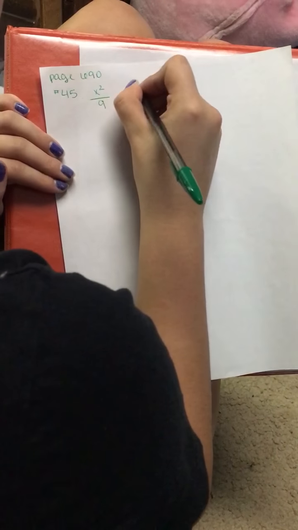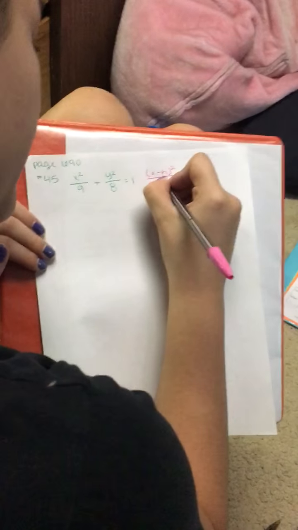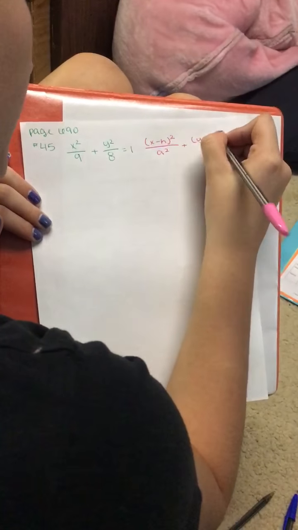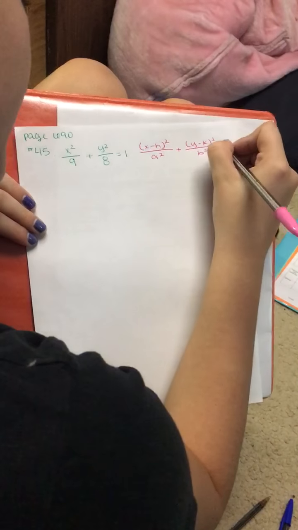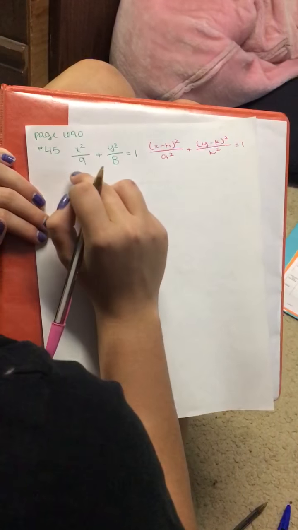Okay, this is on page 690 in the book, and it's number 45. The problem is x squared over 9 plus y squared over 8 equals 1. You know this is an ellipse because it follows the ellipse formula, which is (x minus h) squared over a squared plus (y minus k) squared over b squared equals 1. And you know this is going to be a horizontal ellipse because the x is over the a value.